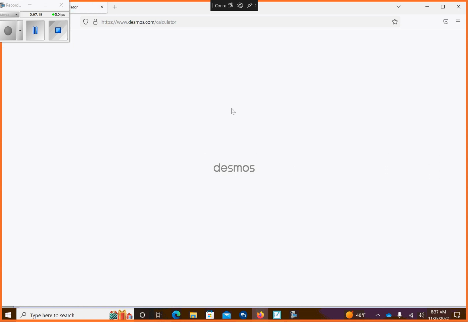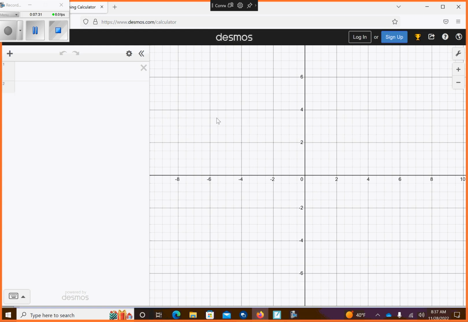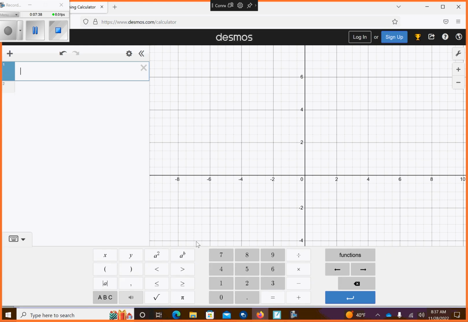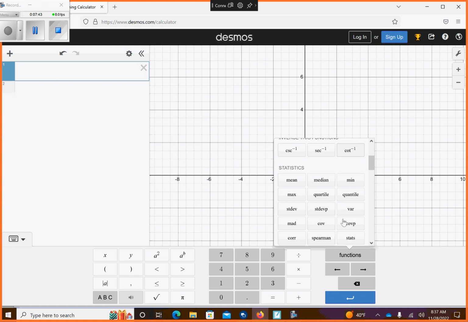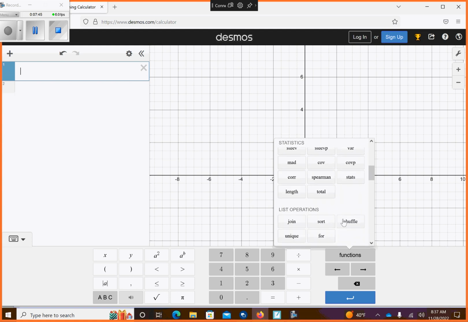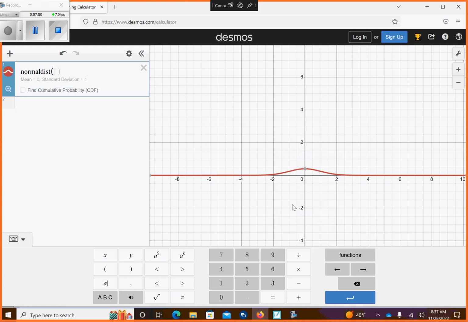So Desmos. So let's go over on page 73. What if we want to know the percentage of the, let's start with example 1. Now the normal CDF is what you use on your graphing calculator, but if you were to use Desmos, if you come in here and you hit your keypad and you go to functions and down to statistics, there is something I'm looking for. It's normal distribution. So we're talking about a normal distribution.